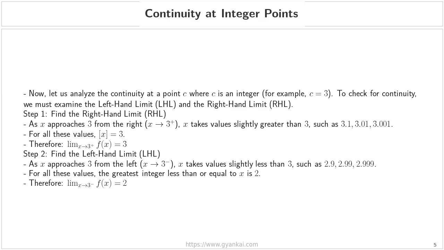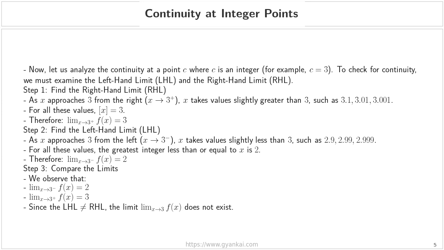Now, let us move to step 2 and find the left-hand limit. As x approaches 3 from the left, it takes on values slightly less than 3, such as 2.9, 2.99, or 2.999. Recalling our definition from the previous slides, the greatest integer less than or equal to these values is 2. Consequently, the limit of f of x as x approaches 3 from the left is 2.